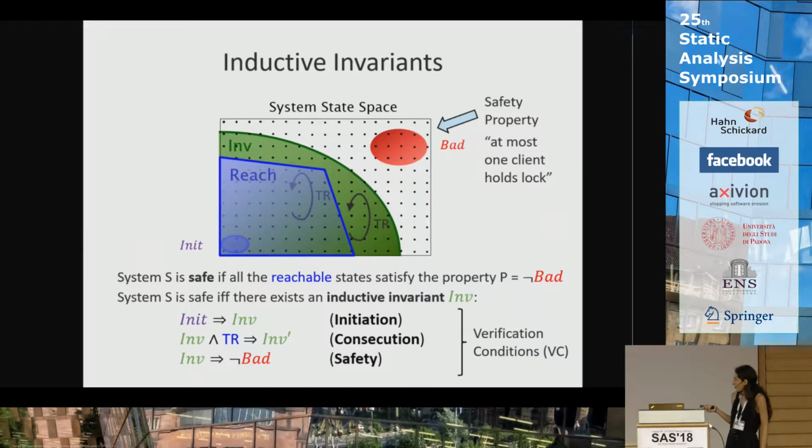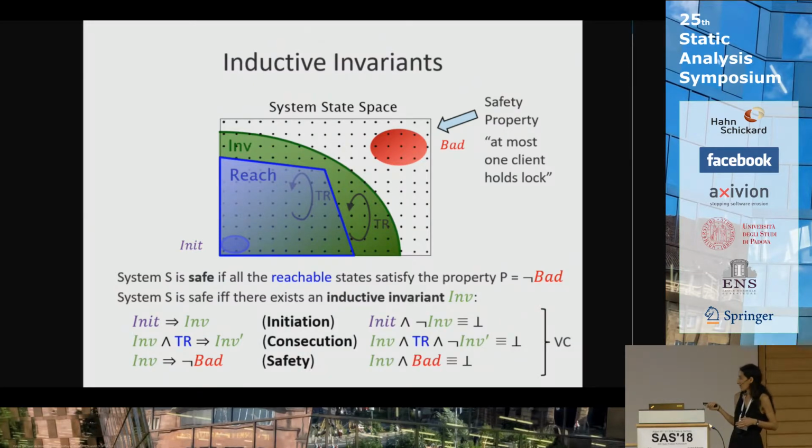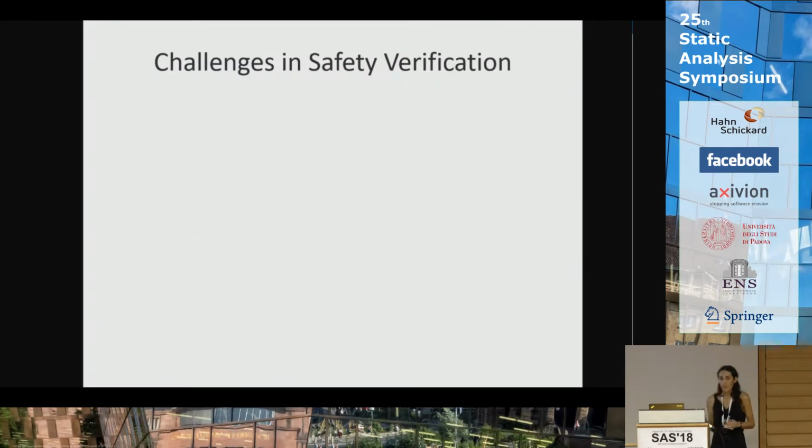These requirements define some verification conditions. If I give you the inductive invariant, then you can translate these requirements to verification conditions that correspond to validity checks of these implications in logic, or equivalently, you can think of them as checking unsatisfiability of these formulas. So these are the verification conditions. When we think of safety verification using inductive invariants, we can see three challenges that we have to deal with.